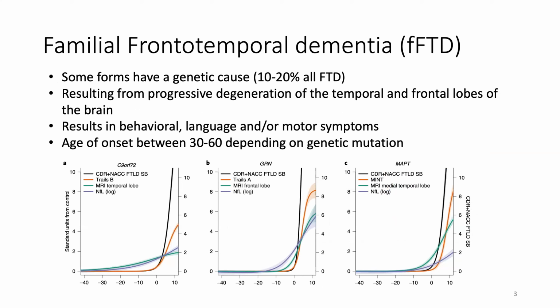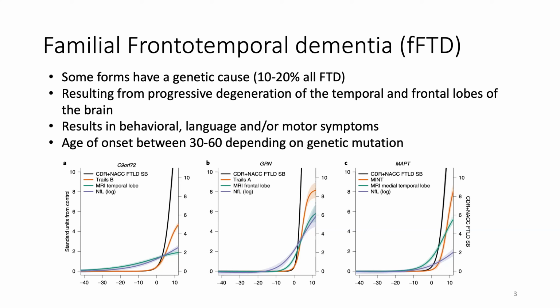Another case study that I'll highlight is frontal temporal dementia. This is a form of dementia, but it results in progressive degeneration of the temporal and frontal lobes in the brain. Some forms of FTD have a genetic cause, about 10 to 20% of all FTD. And here we worked with groups at the University of California, San Francisco, UCSF, Dr. Boxer there, who had a large observational data set of individuals with familial FTD, so they had genetic mutations. And he had this large observational database, again, looking at different outcome measures across the disease spectrum. Some are MRI measures, some are blood biomarkers, some being neuropsychological tests or cognitive tests.